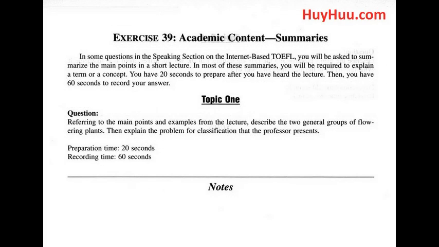Exercise 39, Topic 1. Listen to part of a lecture. Then listen for a question about it. After you hear the question, you have 20 seconds to prepare and 60 seconds to record your answer. Now listen to part of a lecture in a botany class. The professor is discussing flowering plants.